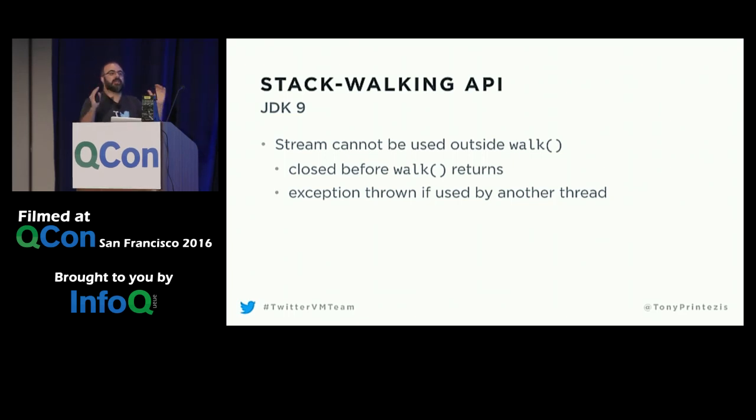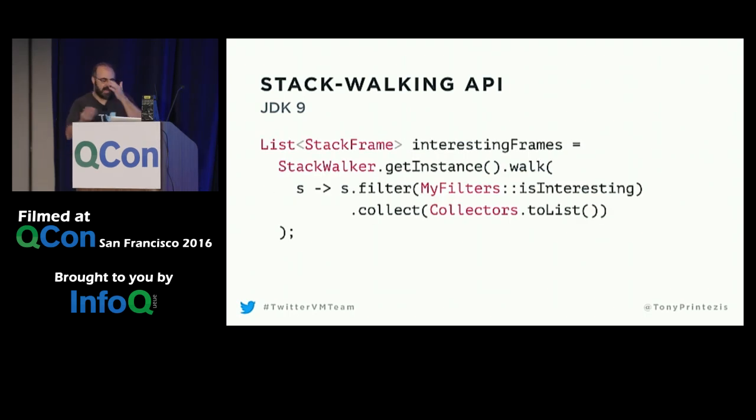So the stream is only really usable within the walk method. And this is what makes this iteration safe. So I have just a few examples. And as I said, this is just more like an exercise on how to do something with lambdas. So here we want to get a series of interesting frames, whatever an "interesting" frame is.